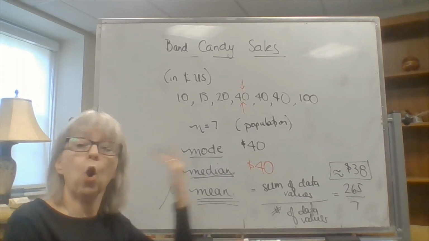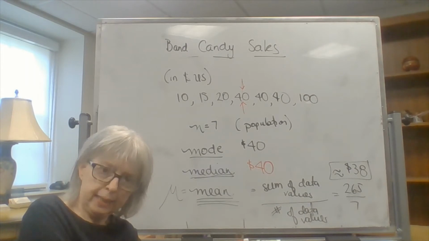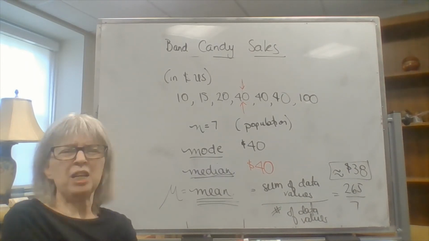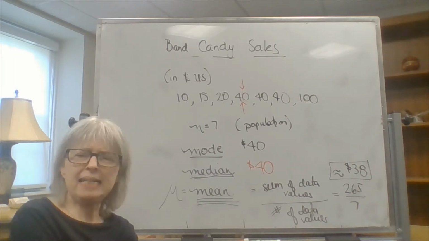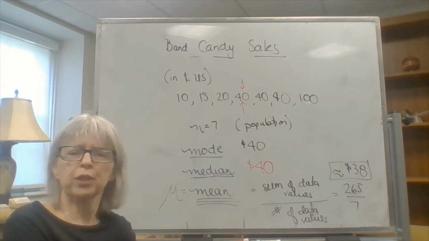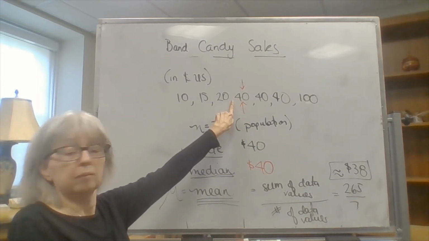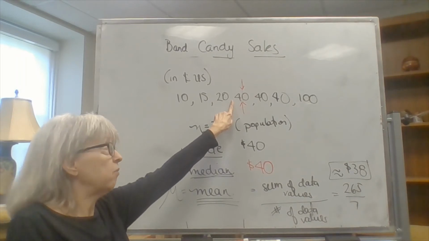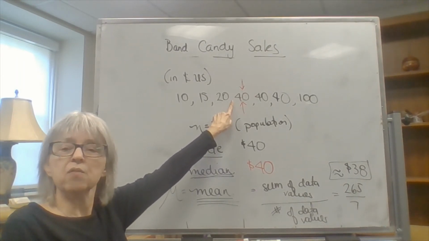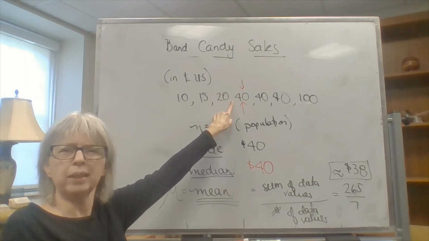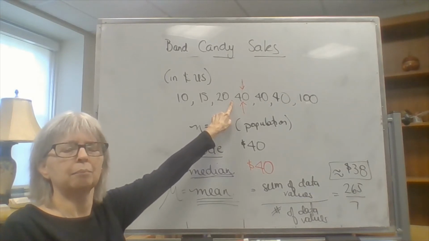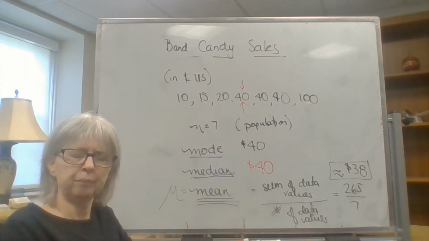Mean, 38. No one sold $38 worth of candy. Nobody. Why would I use 38 to describe what my kids did in selling band candy when nobody sold $38 worth of candy? In fact, 38 would fit in between 20 and 40. 3 kids sold less than that. 4 kids sold more than that. That doesn't feel like middle to me at all. It's kind of pushed to the left a little bit.